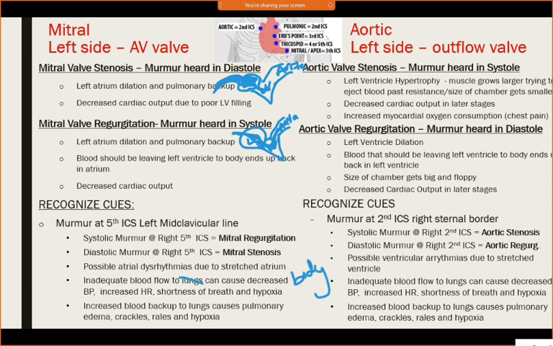Because all of that's supposed to be going out to the aorta, not back to the left atrium. So that's inadequate blood flow to the body. It causes decreased blood pressure, increased heart rate, shortness of breath, hypoxia. But you also have blood back up to the lungs.